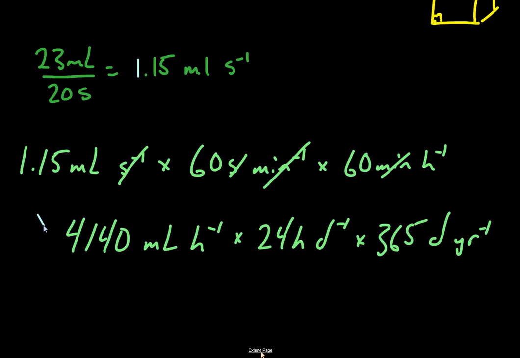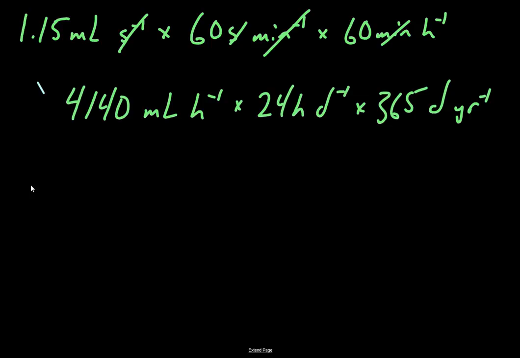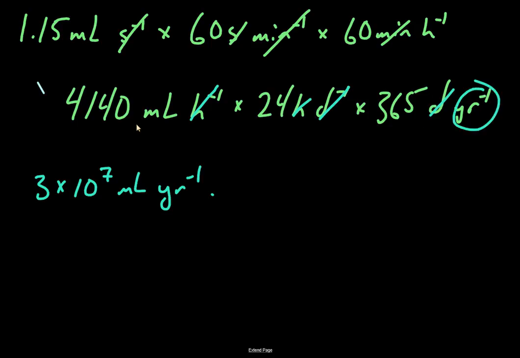Okay, and then we know that there's 24 hours every day and 365 days per year. We'll ignore leap years for now. So you get a big number. You get something like 3 times 10 to the 7 milliliters per year. Okay, hours go, days go. We're left in per years, and we still have milliliters. That's milliliters per year. So we found milliliters per year.